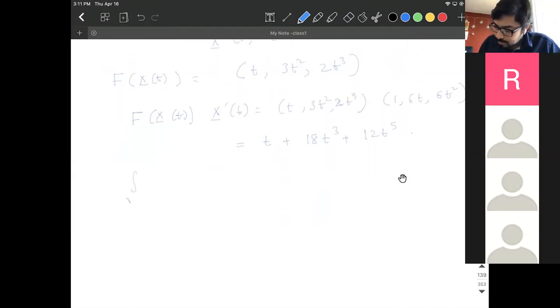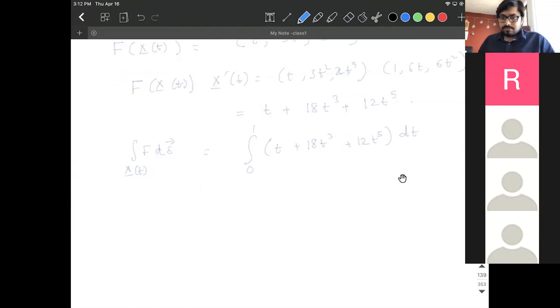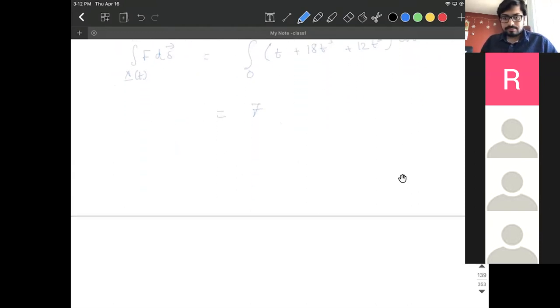I mean, then you can compute the integral from 0 to 1 of t plus 18t³ plus 12t⁵ dt. And I'll just give you the final answer since the integral is fairly simple. They're polynomials, so this is the final answer.